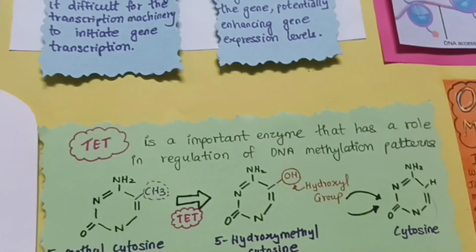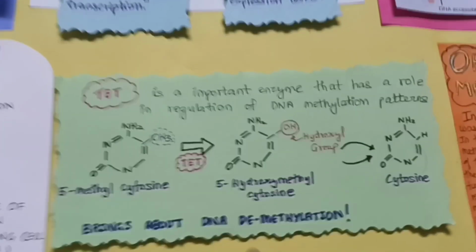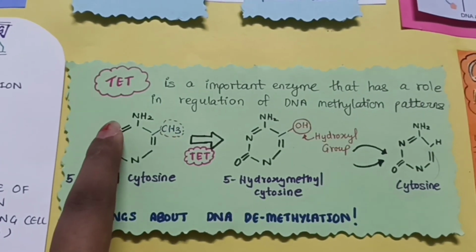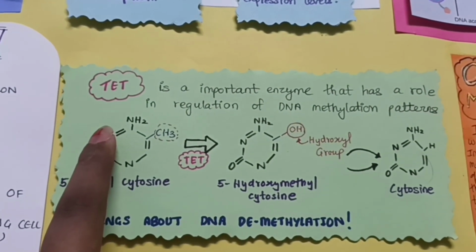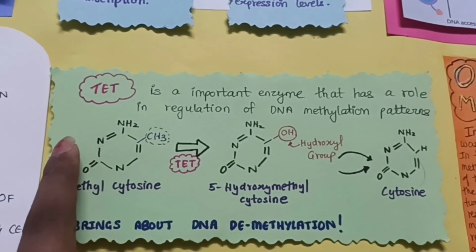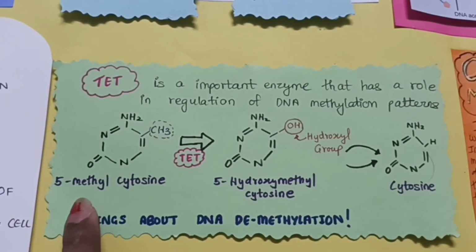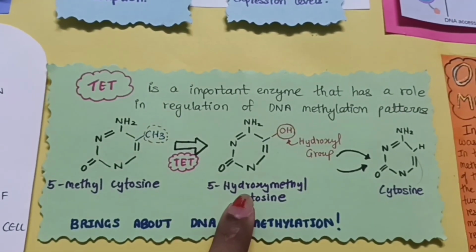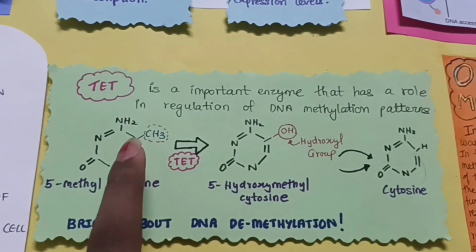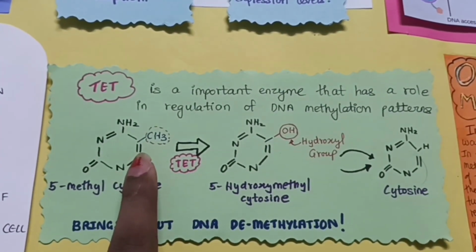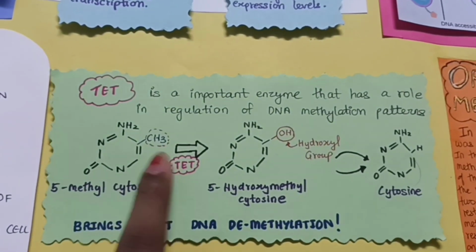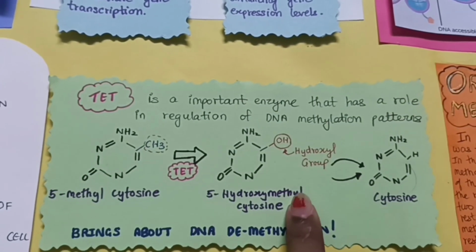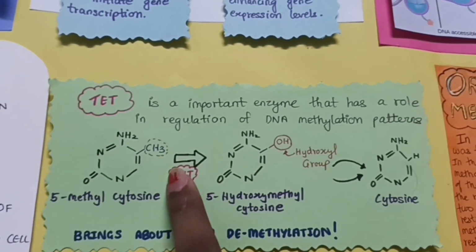So now this was methylation. Now talking about demethylation, the main enzyme that here comes into picture is TET, and TET is an important enzyme that has a role in regulation of DNA methylation patterns. So here we have 5-methylcytosine, which in the presence of your TET gets converted to 5-hydroxymethylcytosine. The methyl group from the fifth position of your cytosine is removed, and a hydroxyl group is attached.